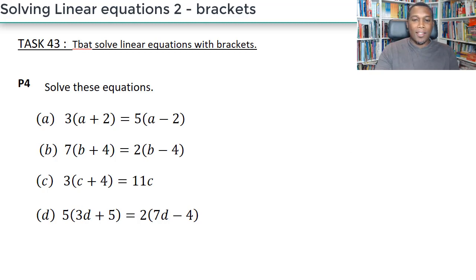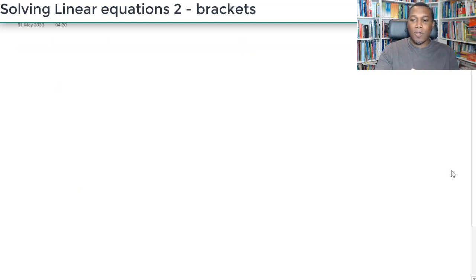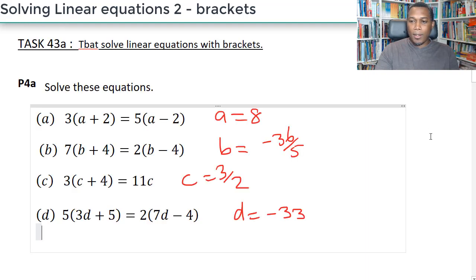Here are the answers. These are the answers you should have had. So for A, you should have had 8. For B, minus 36 on 5. C, 3 on 2. And D, minus 33. Those are the answers you should have had.